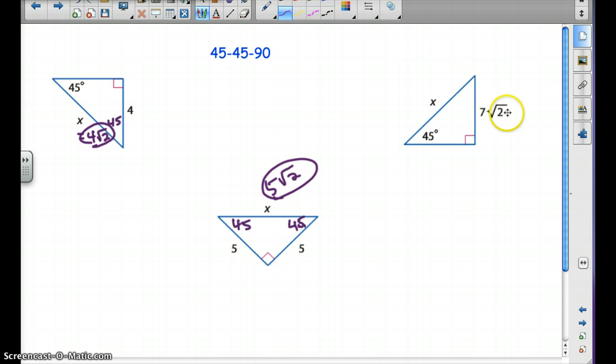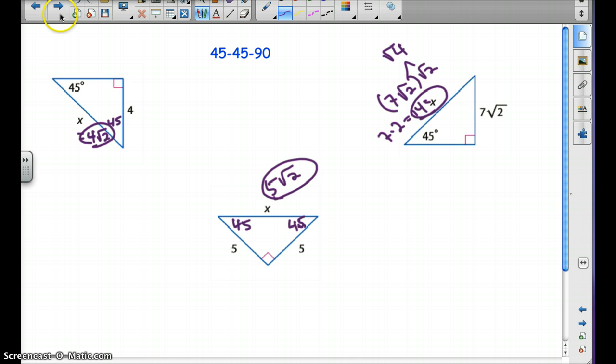We have a leg that's 7 square root of 2, but don't let that fool you. X is still going to be, or the hypotenuse is still going to be that leg times square root of 2. Now can we simplify this? Since we have the square root of 2 times the square root of 2, we can put them together because they're both radicals, which becomes the square root of 4. So what is the square root of 4? It's 2. So 7 times 2 is going to be 14. So x equals 14 for that one. So that's a little different, but you still use the same rule.